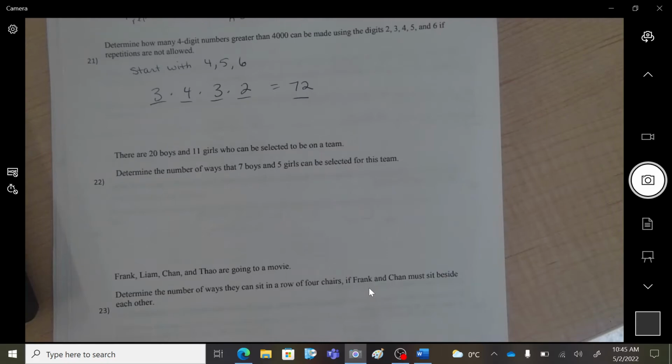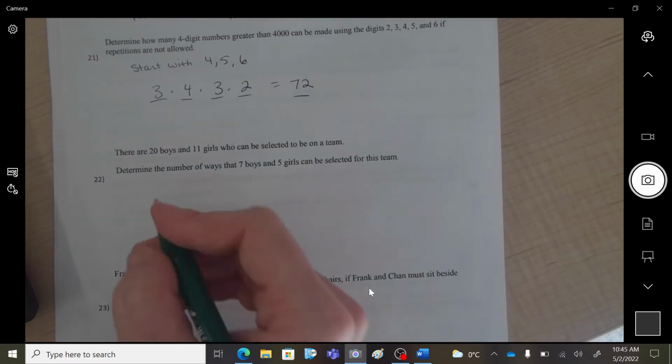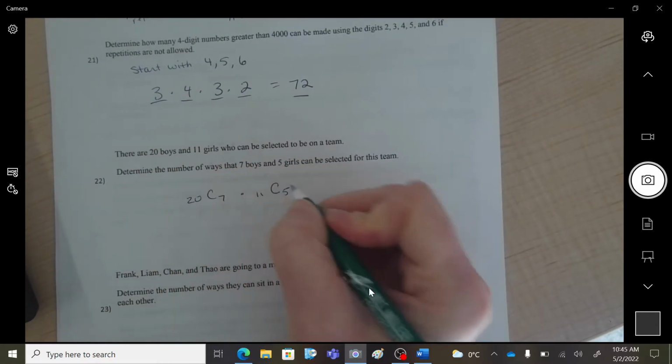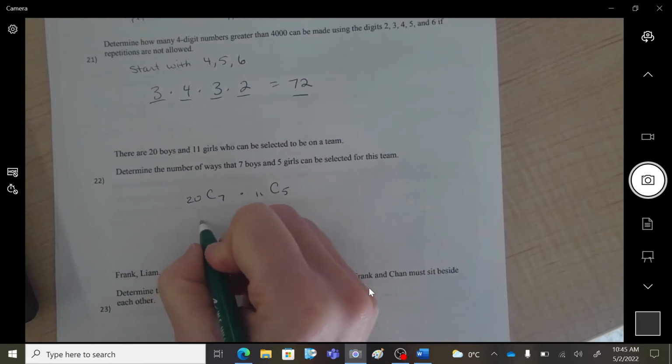20 boys, 11 girls, selecting a team. We need to go 7 boys, 5 girls. So 20 choose 7, and 11 choose 5. So my final answer.